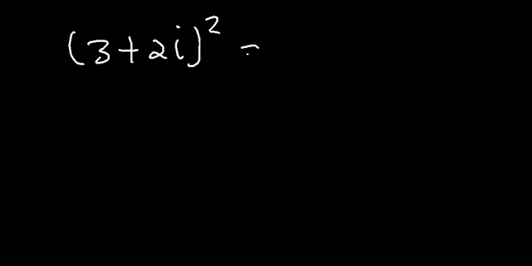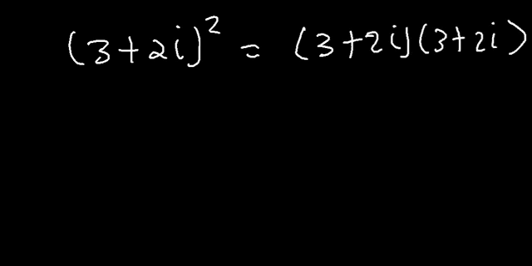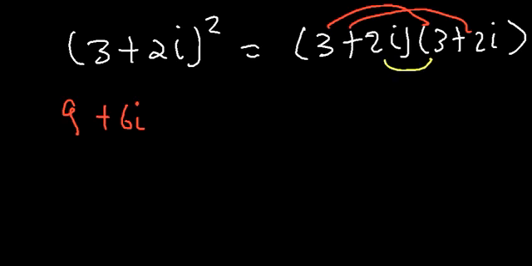So what if you get a problem that looks like this? 3 plus 2i squared. What you want to do is rewrite it as 3 plus 2i times 3 plus 2i. So then you want to FOIL. 3 times 3 is 9. 3 times 2i is 6i. And 2i times 3 is 6i. And 2i times 2i is 4i squared.